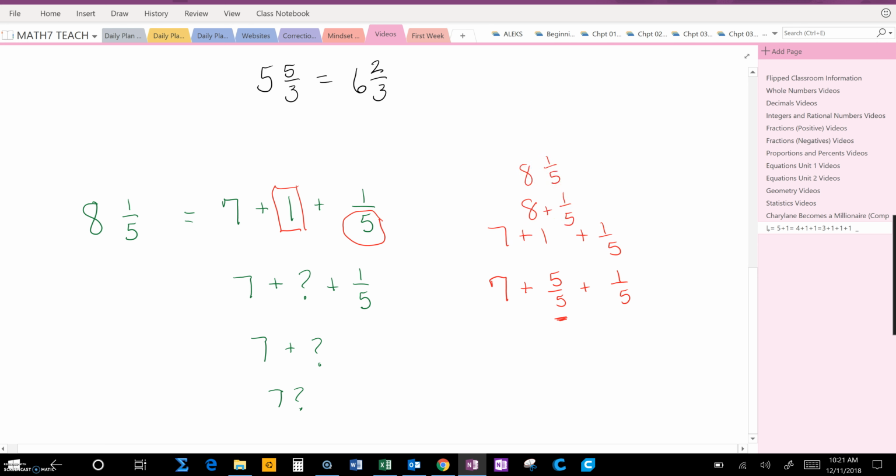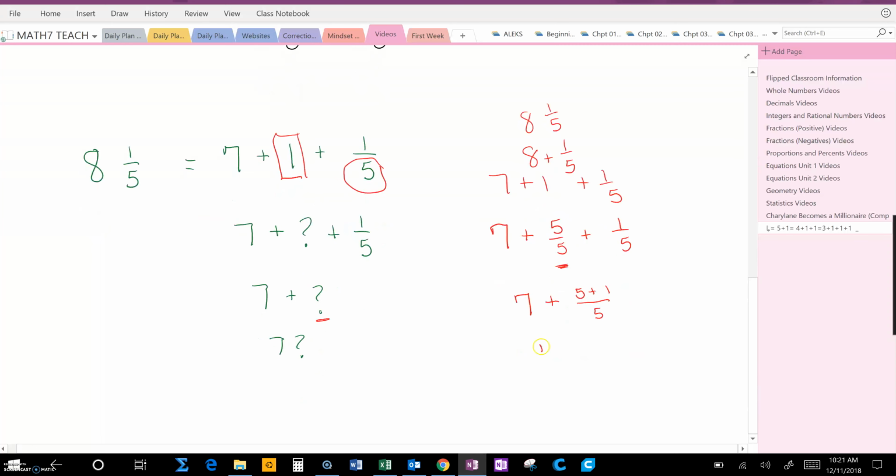Okay, so let's keep going. So now we're going to replace this question mark by adding the 5/5 plus the 1/5. So we get 7 plus, and I'm just going to show an in-between step here, 5 plus 1 over 5. Just to remind us, when we have common denominators, we add the numerators and we keep the denominators. So that's 7 and 6/5.